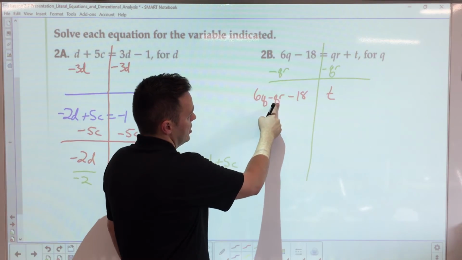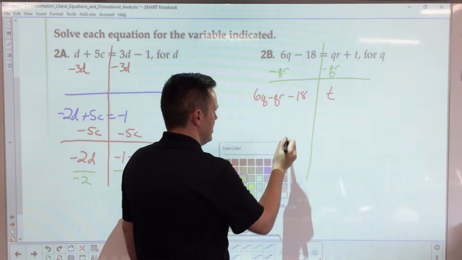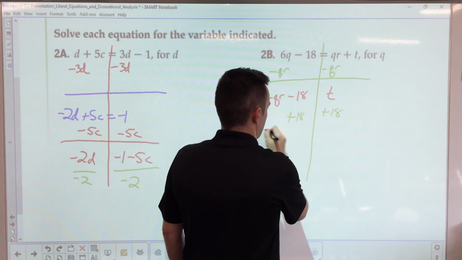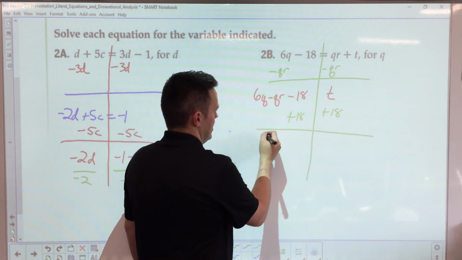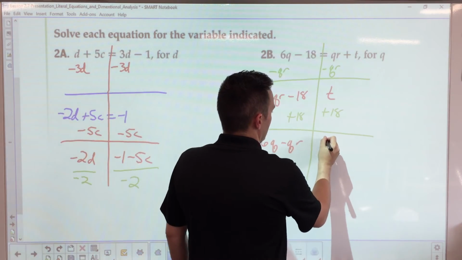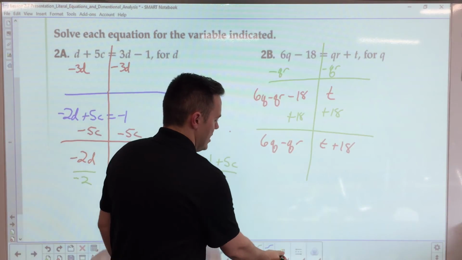Keep the q's on this side, so let's get rid of the 18. When we get rid of the 18, we're going to add 18 to both sides. All right, we do that. You end up with 6q minus qr equals t plus 18, right? So we'll keep going. Same setup.